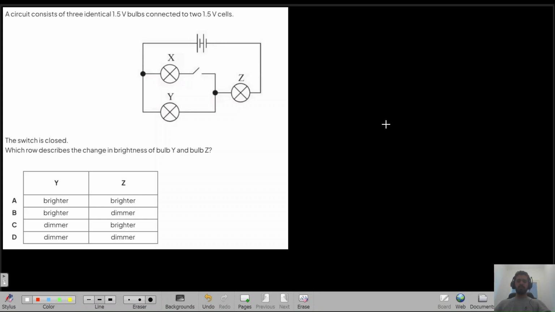Hello everyone. We are solving past paper questions of AS physics and we are doing it topic wise. This is our third topic, that is electric circuits.